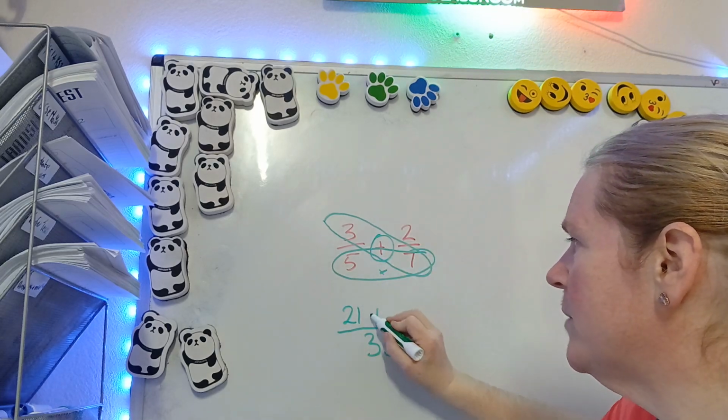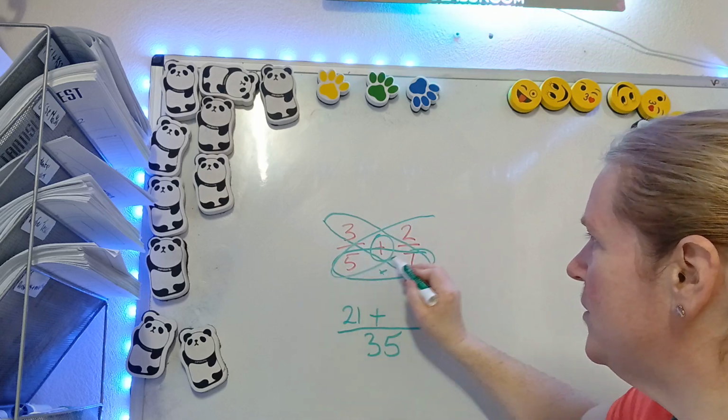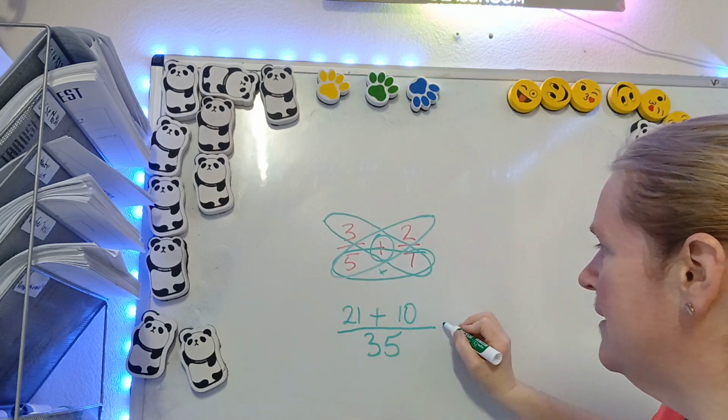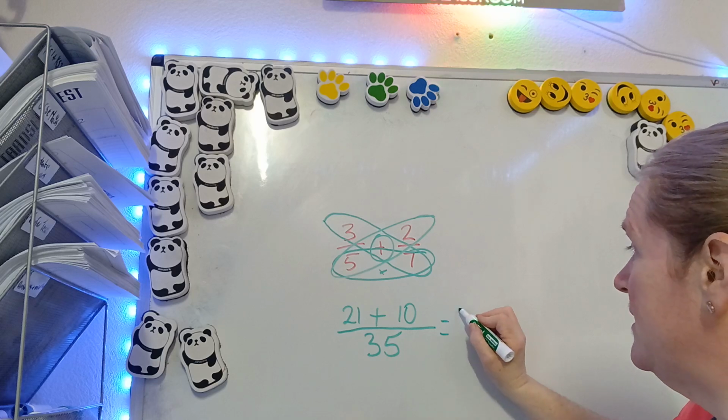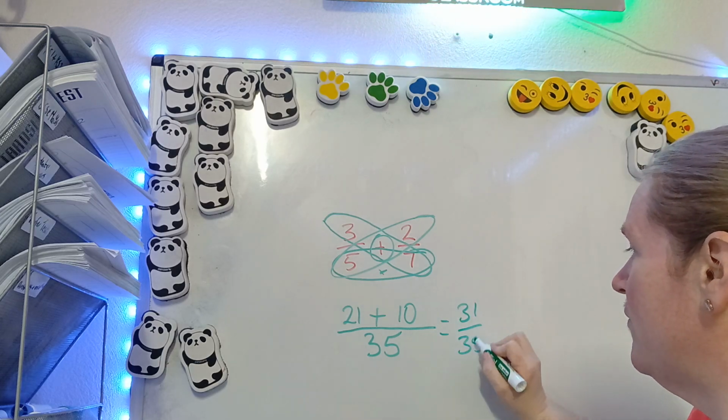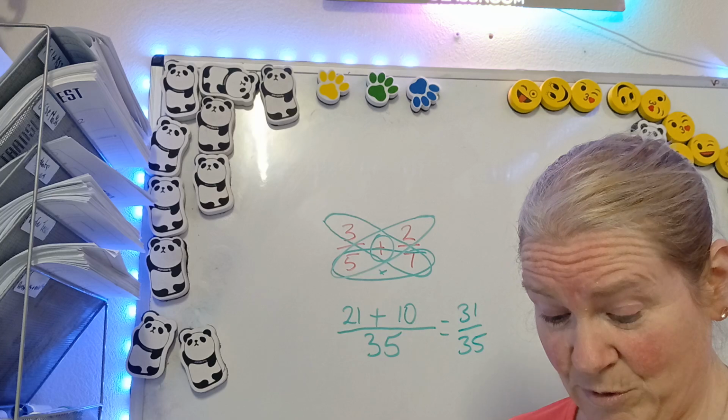We're plussing, so we plus, and then we do the opposite too. 5 times 2, which is 10. 21 plus 10 is 31 over 35. And that's how to add with fractions.